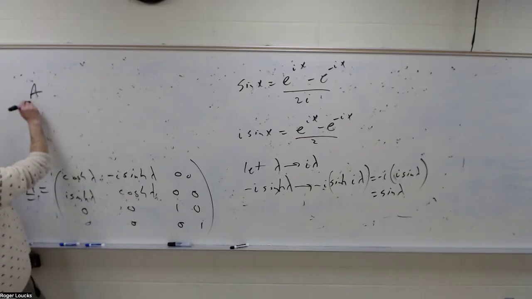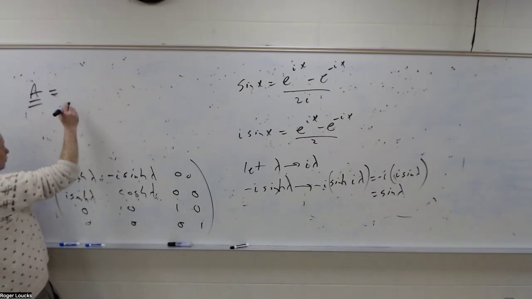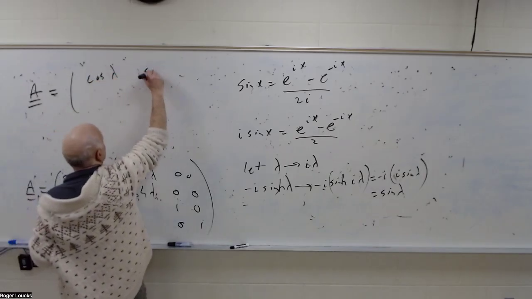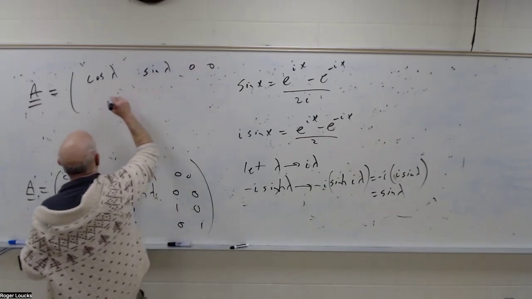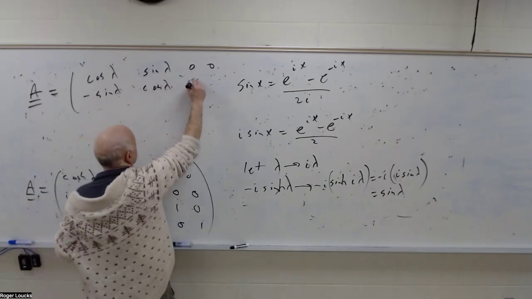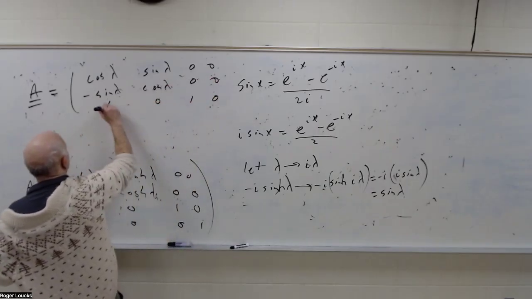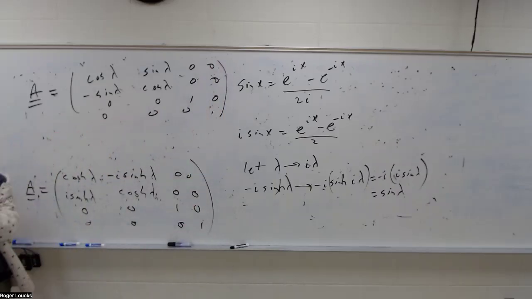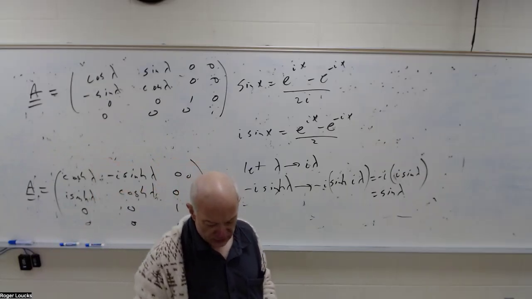So what happens here is that this A, once we do all this, gives us cosine of lambda, sine of lambda, 0, 0, minus sine of lambda, cosine of lambda, 0, 0, 0, 0, 1, 0, 0, 0, 0, 1. That looks just like a rotation matrix. Now the problem is that our angle is now imaginary because of this weird thing. So it's this weird imaginary angle. And what axes are we rotating about?